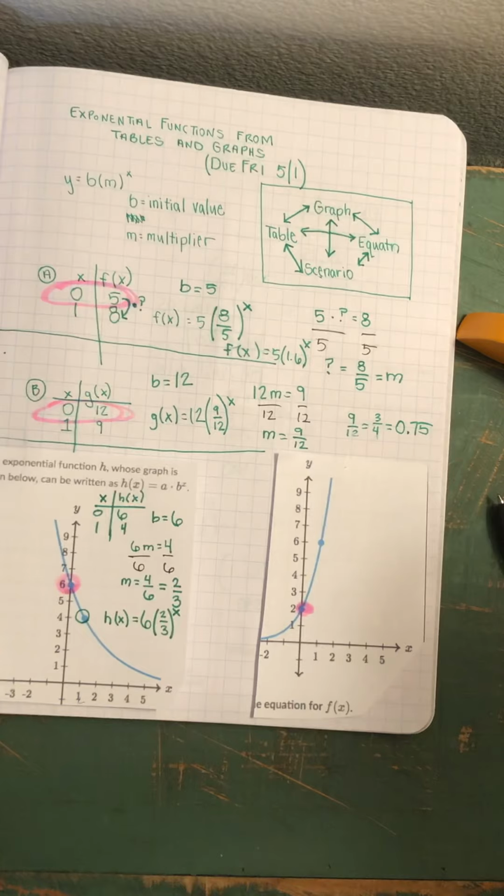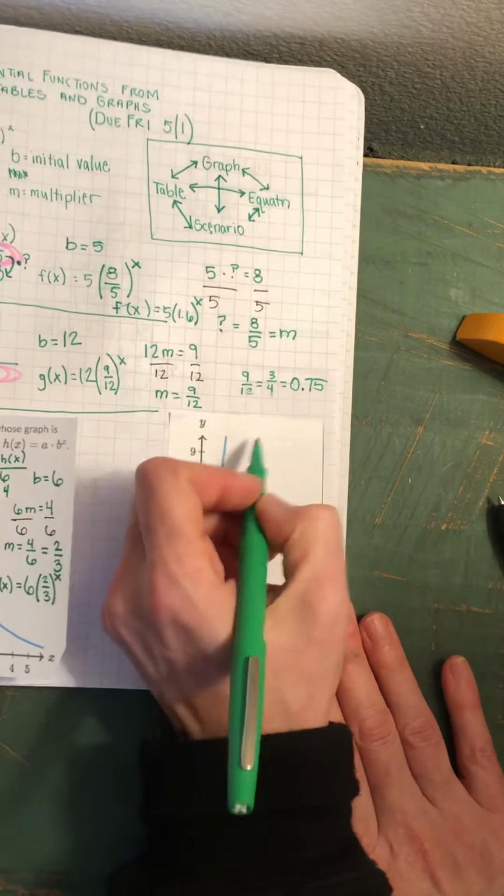All right. Let's do this one right here. So my b is equal to 2.